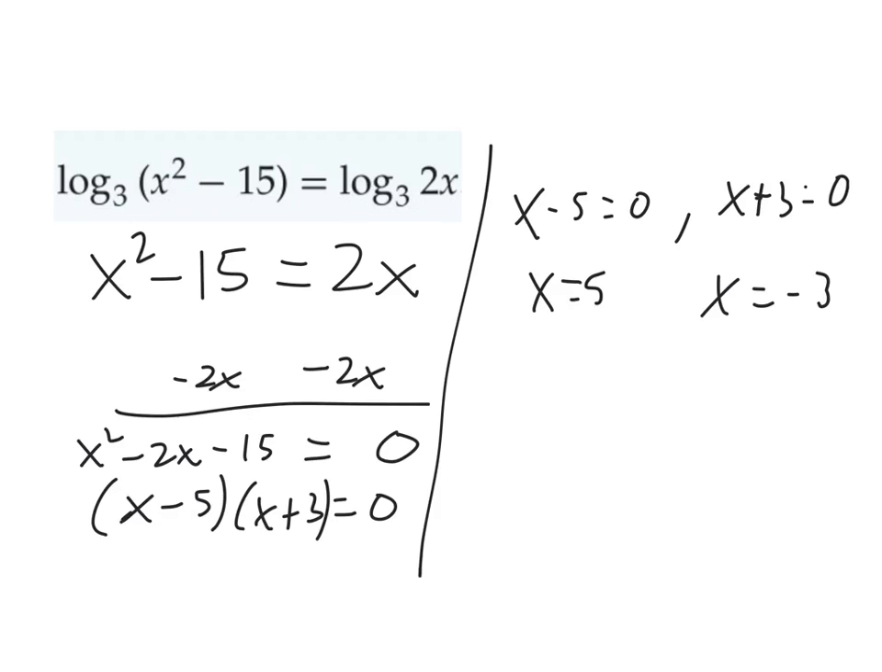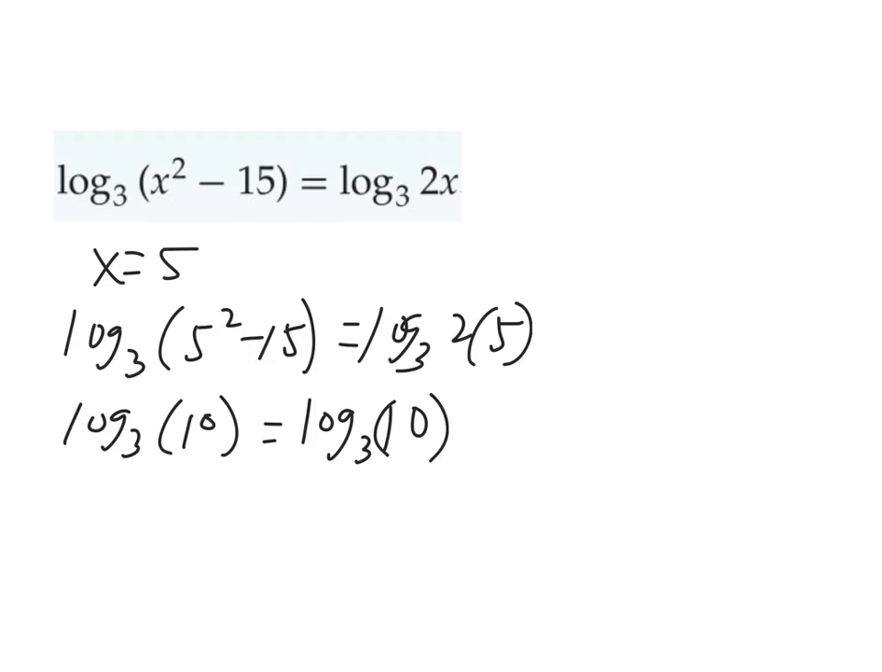Just check 5. And just like when we've done our other checks, you have to plug it into the original equation. Do not plug it into the quadratic. Plug it into the original equation. So there's the check for 5. Again, I plug it back into the original equation. 5 squared is 25 minus 15 is 10. 2 times 5 is 10. Neither of these is negative, so 5 is fine.